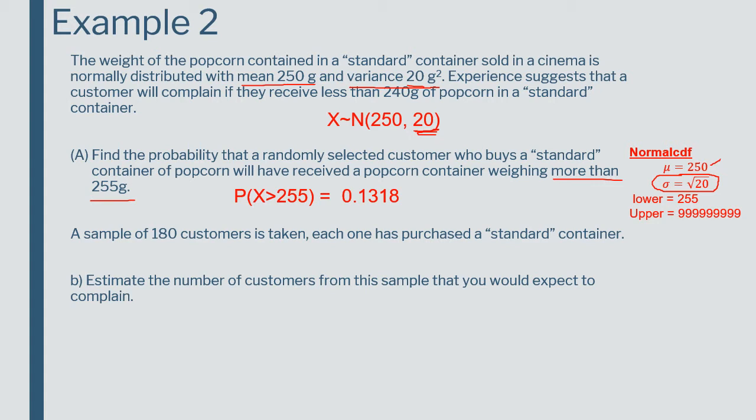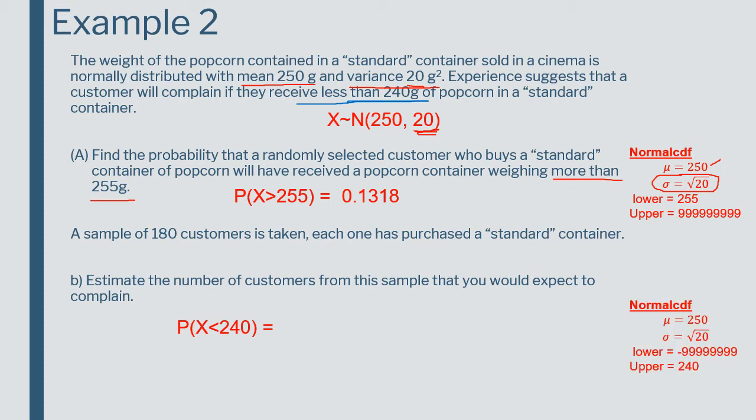Okay, next. Sample of 180 customers, each one buying a standard container. Estimate how many would expect to complain. Right at the start, they would complain if they received less than 240 grams. So, first thing I want to ask myself, what's the probability of a single customer getting one that is less than 240?